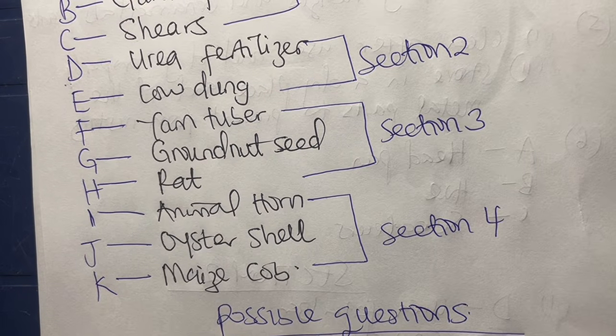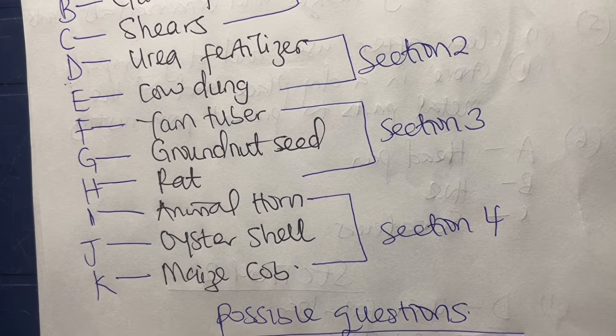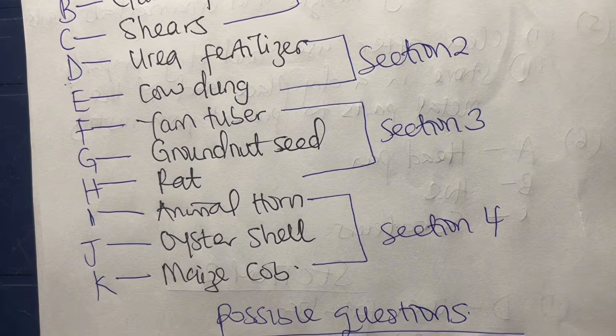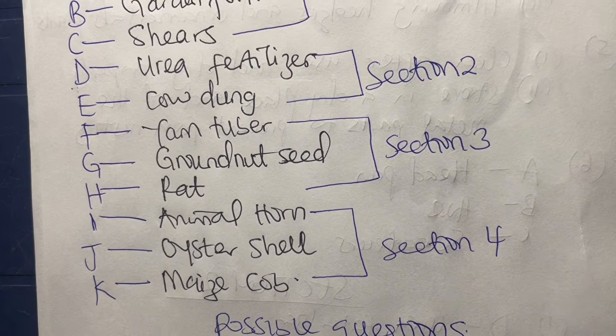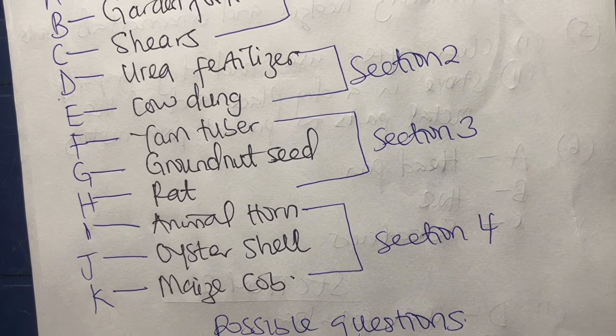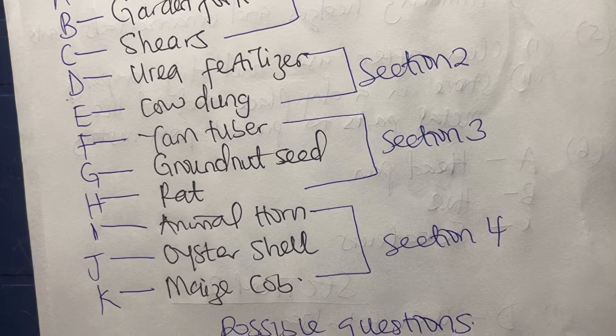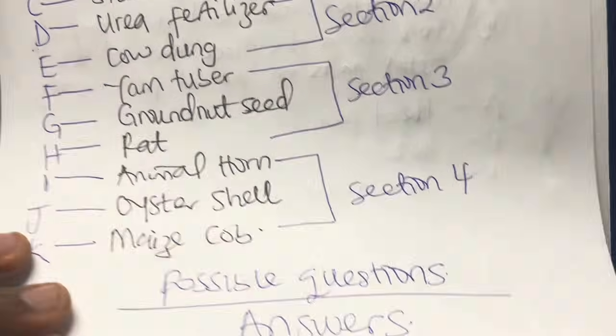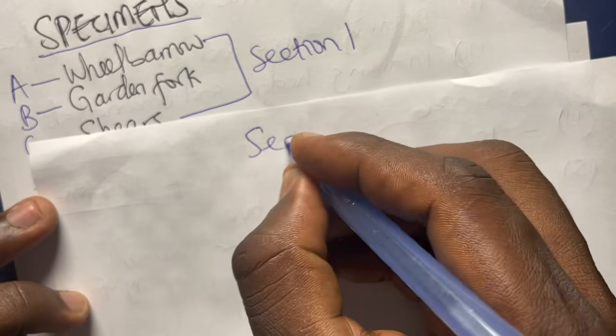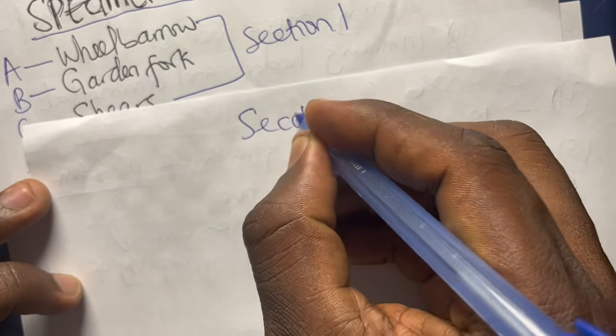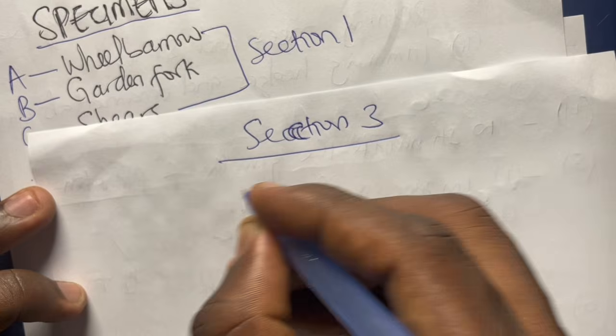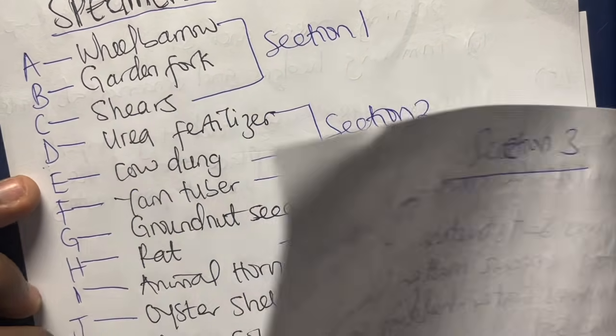So now section 3 says: yam tuber, groundnut seed, and rat. Yes, rat. Let's talk about the possible things they can ask you based on this section 3. Let me just write section 3 here.